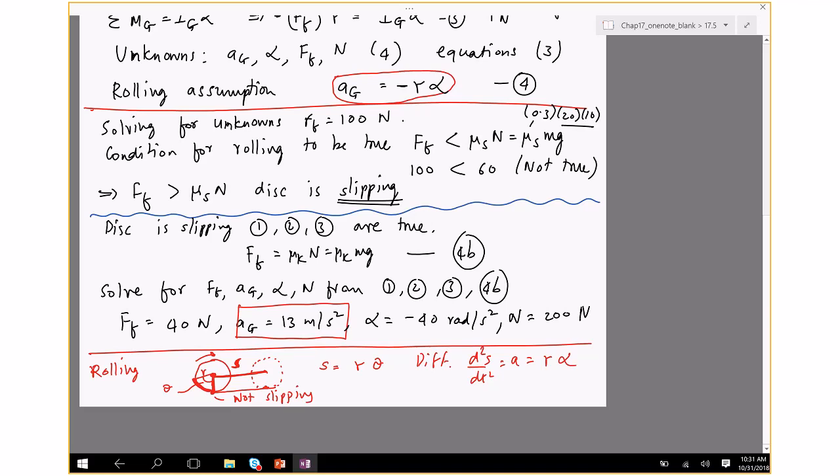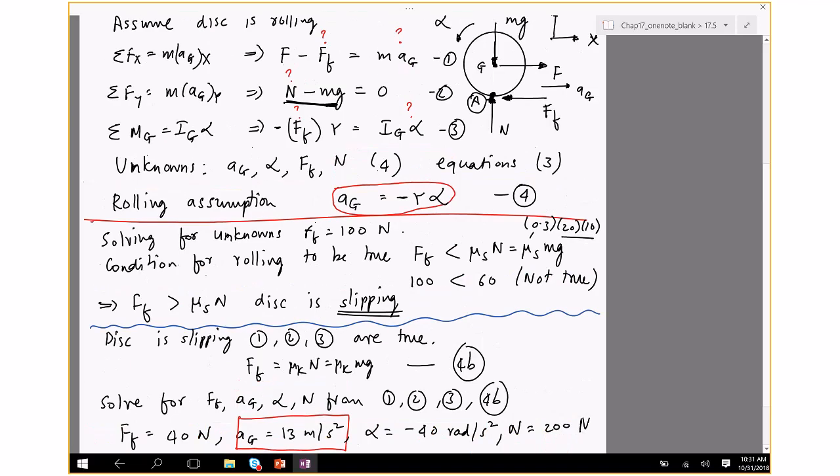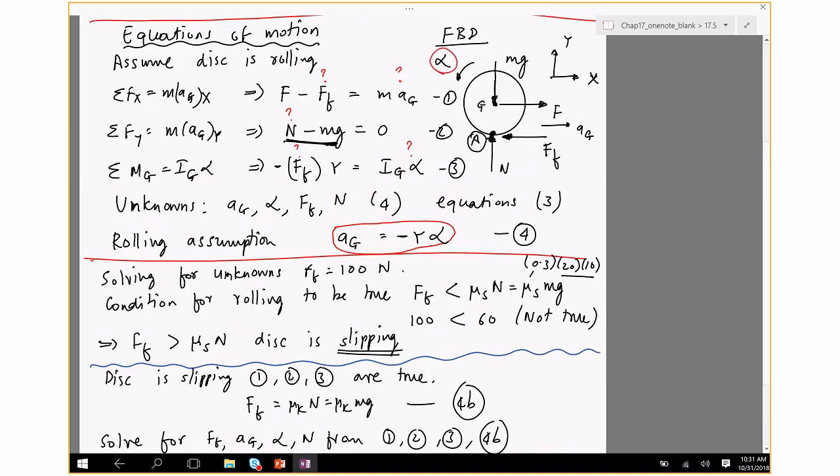Why was it negative? It was negative because here I assumed it to be clockwise. So in that case, this is consistent. A is going to be to the right, and alpha is assumed in the right direction. In this case, in the first one here, I assumed it to be counterclockwise.